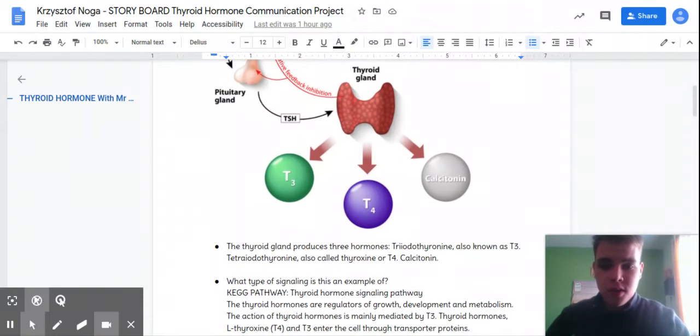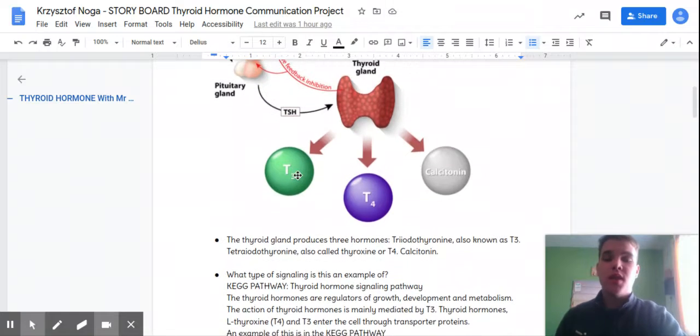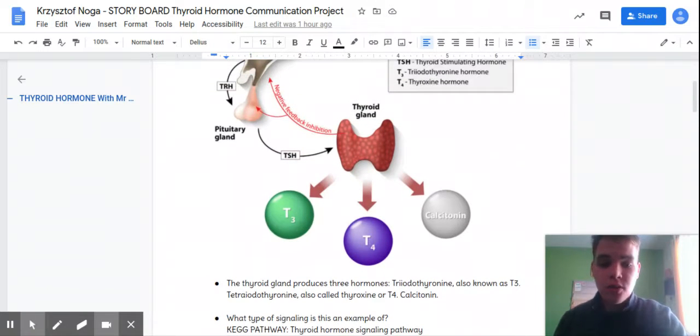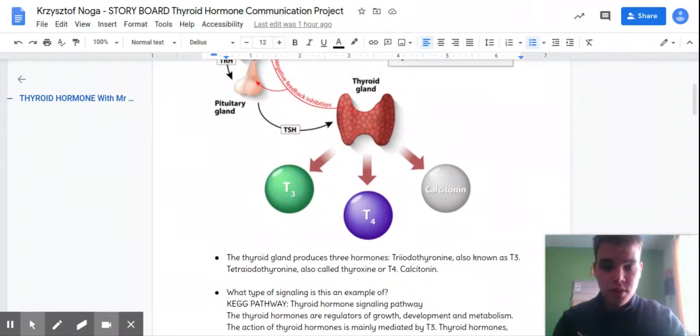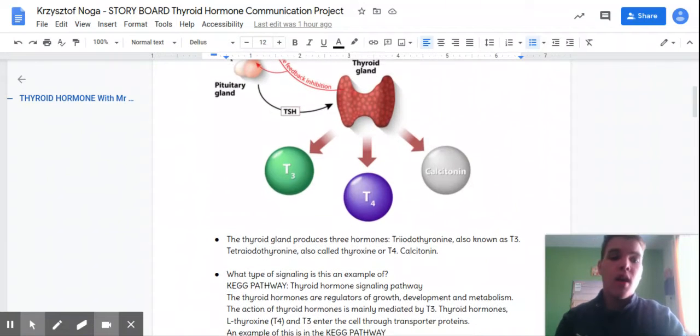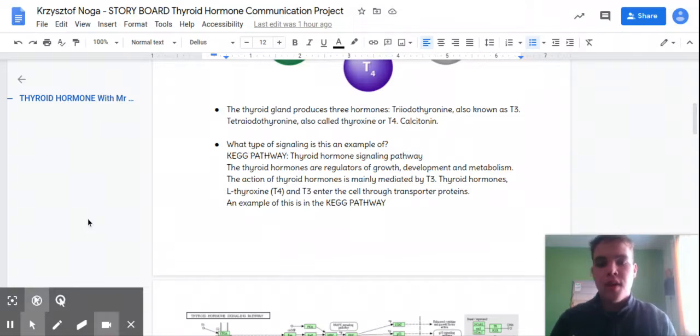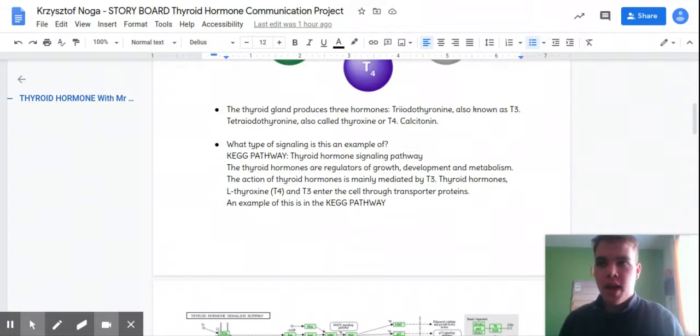The thyroid hormones are located in the thyroid gland, which produces three hormones: thyronine, abbreviated as T3, thyroxine, or T4, and the last one is calcitonin. The thyroid hormones in our body regulate many things, like growth, development, and metabolism, and it is usually mediated and regulated by T3.